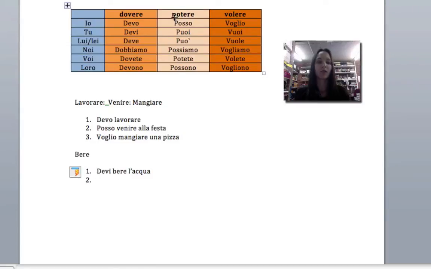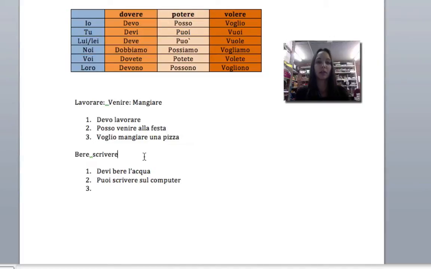Now I'm going to try with potere. You can write on the computer. So to write is scrivere. So you can is puoi. Puoi scrivere sul computer.